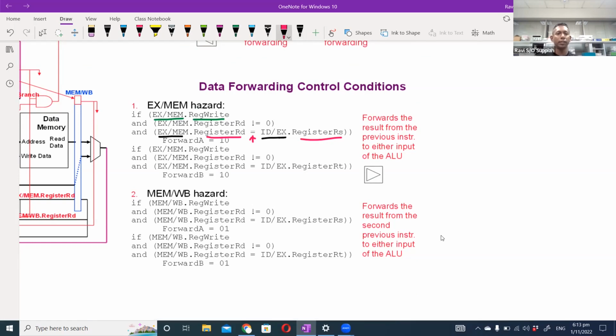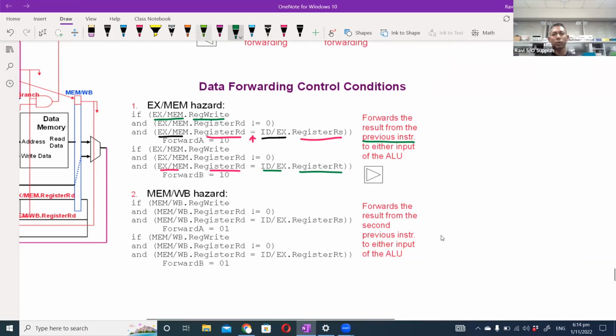Or the other condition is the EX memory register RD matching the IDEX register RT. So this is the case where the ALU input is from the previous instruction.